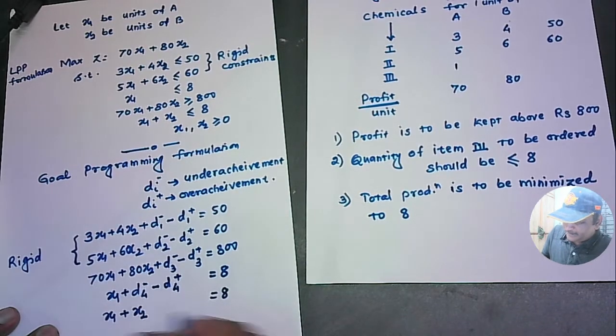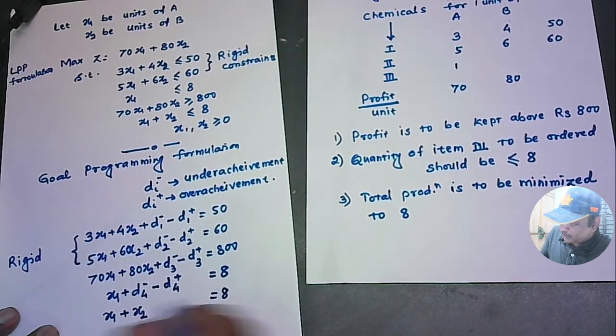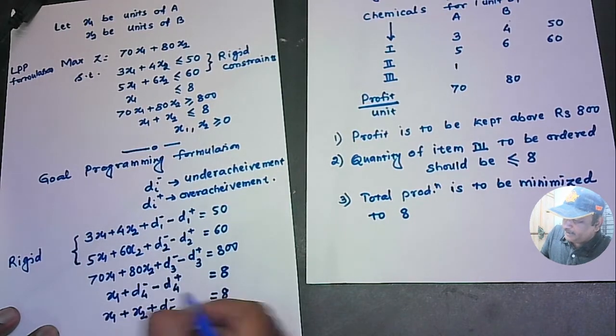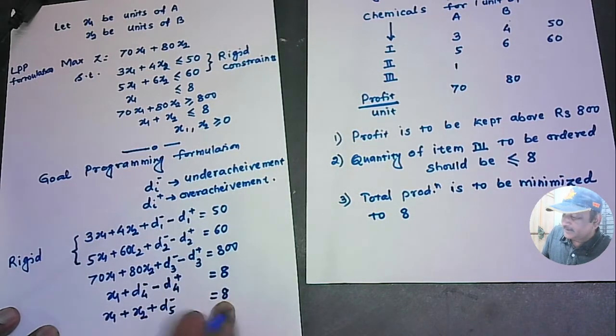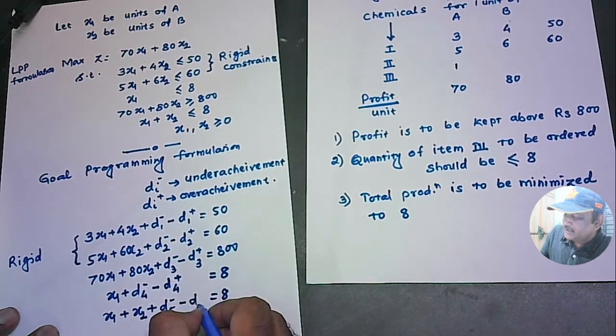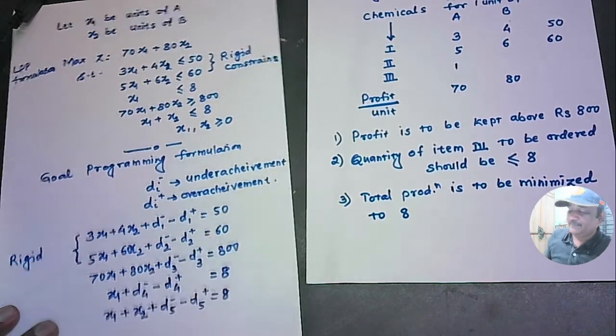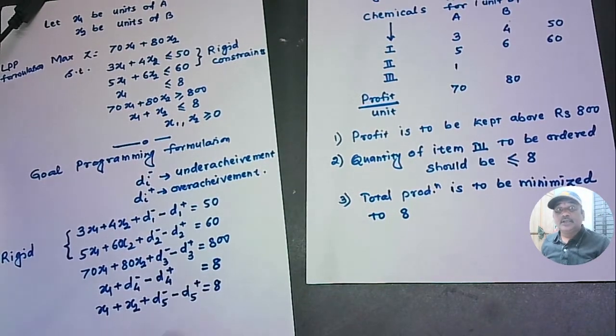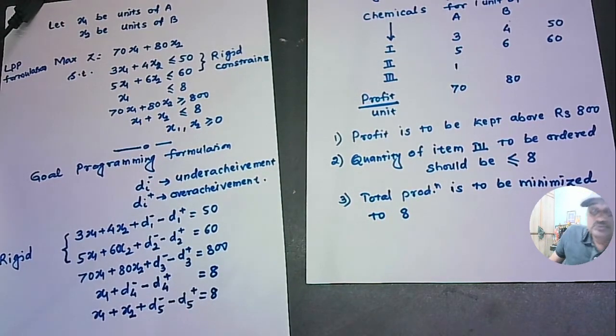Now total production can be less than 8. So for bringing the equality, I'll be adding d5 minus, and this can be greater than 8. For bringing the equality, I'll be subtracting d5 plus. Alright. Now how to write the objective function is an issue.